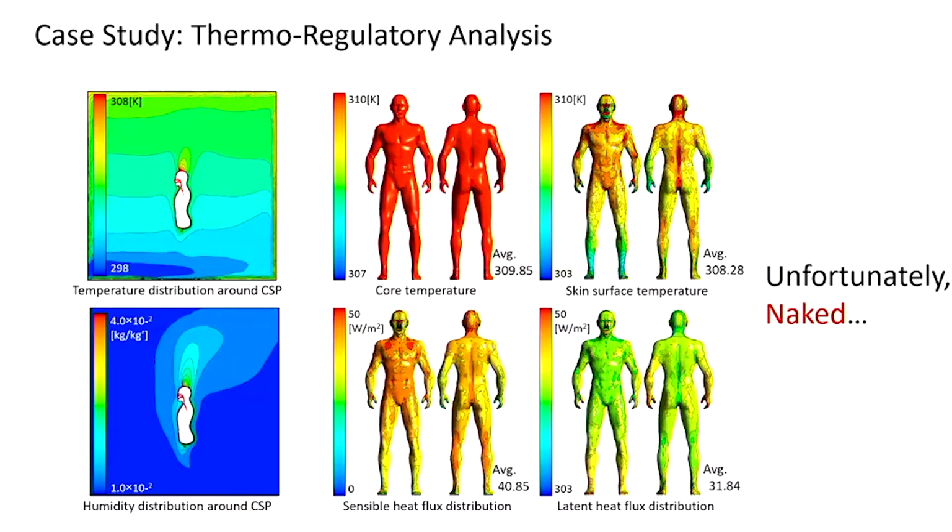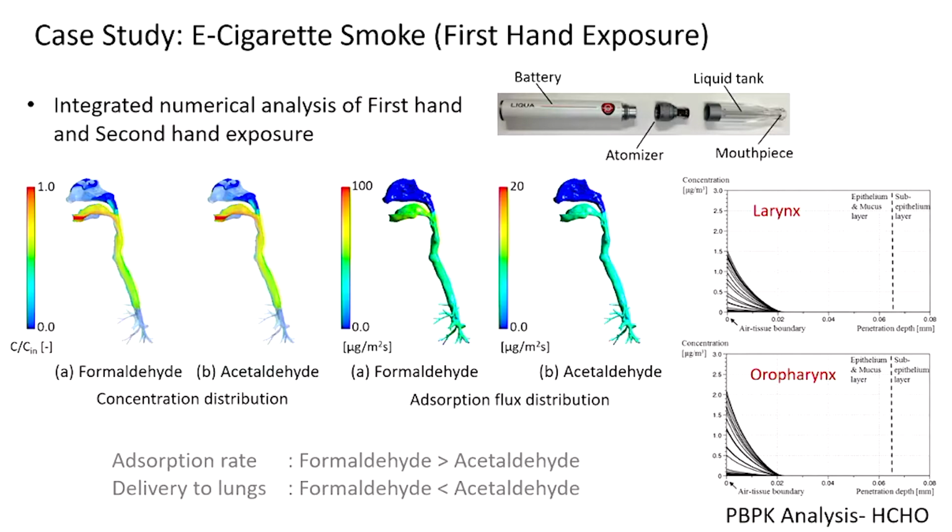This core temperature information is fed back to the mucous heat and mass transfer model to analyze the skin surface temperature distribution in the respiratory tract. And this is the main topic of my talk today. This is one of the representative results for targeting e-cigarette smoking, and this is in collaboration with CDPH in the United States.